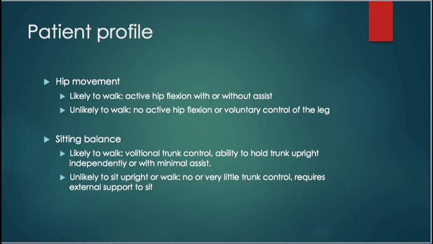If they don't have active hip flexion or any voluntary control of the leg, they're less likely to be able to walk with or without an assistive device. Sitting balance and trunk control are also important indicators. Someone is more likely to walk if they have volitional trunk control. Volitional trunk control allows us to hold the trunk upright while we're standing or walking, and forces the body to use less energy when doing so.